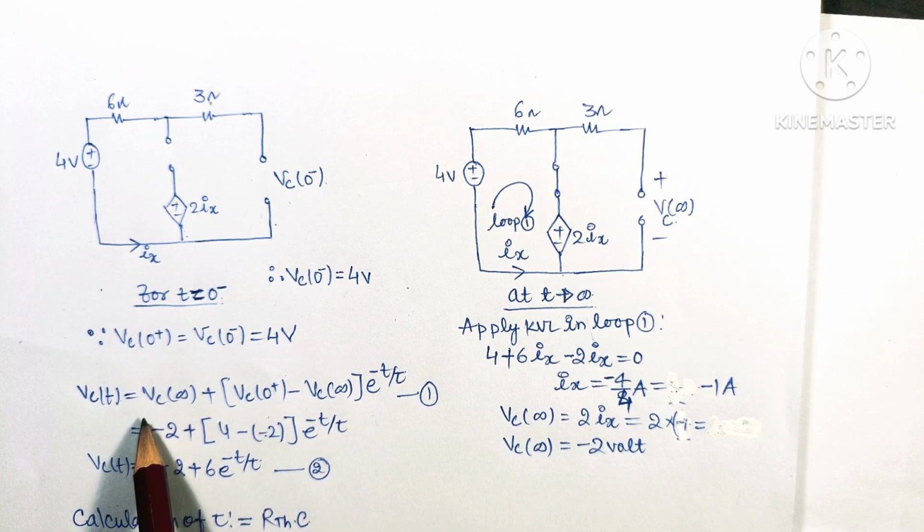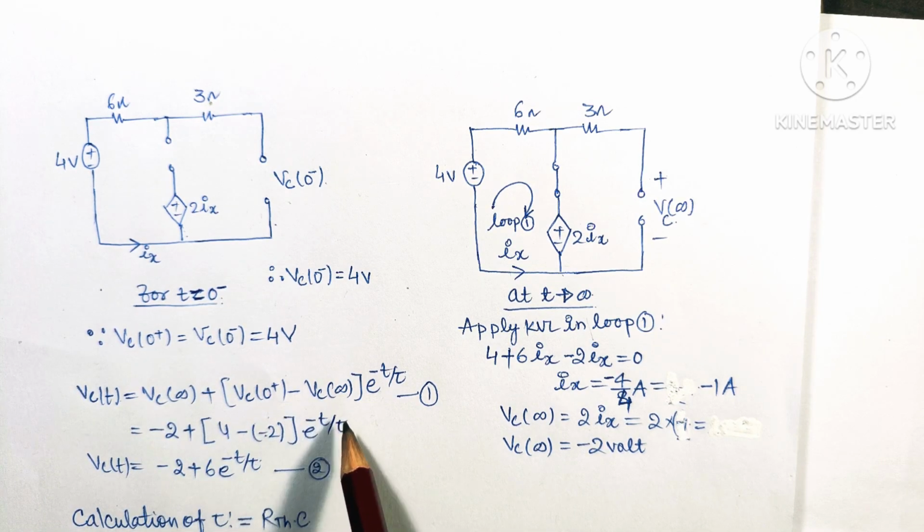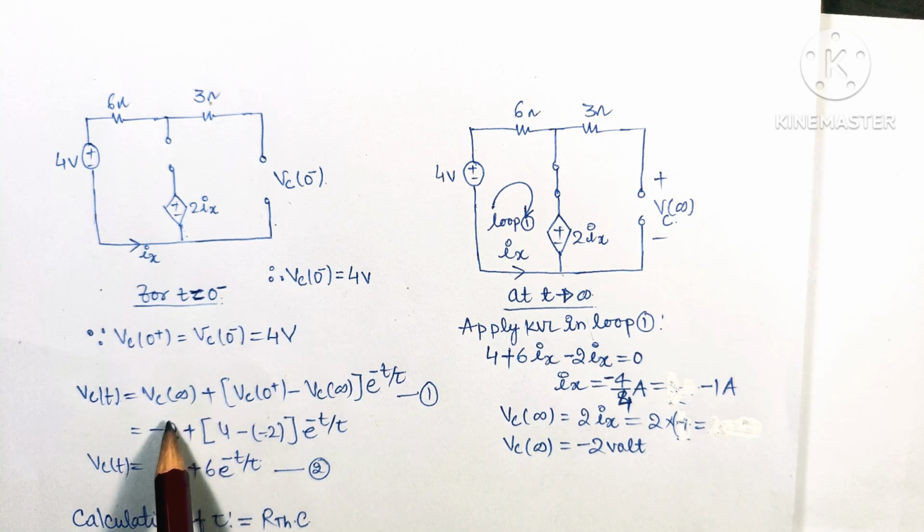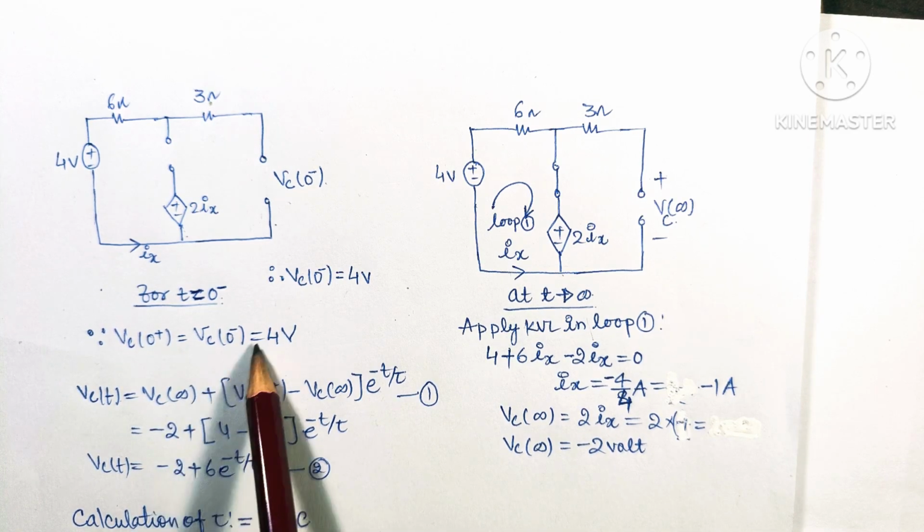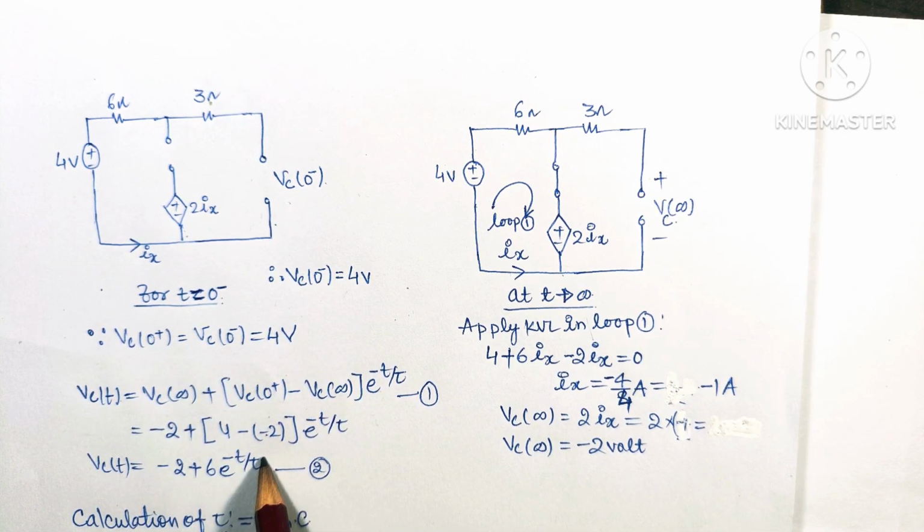So here Vc(t) equals Vc(infinity) plus [Vc(0 plus) minus Vc(infinity)] into e to the power minus t by tau. We put the values: Vc(infinity) is minus 2 volt, Vc(0 plus) is 4 volt, so Vc(0 plus) minus Vc(infinity) is 6 volt, into e to the power minus t by tau. Then by simplification we get equation number 2. Now in equation number 2 we have to calculate the value of tau. So let us see how we can calculate it.